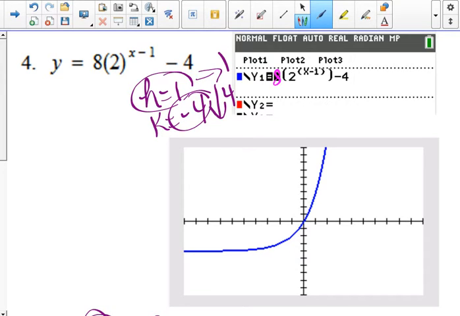So the first thing you want to do is look at your base. So we've got 2 to the x power. And then we're going to stretch that by a factor of 8. So if we can do the parent function y equals 2 to the x and then stretch it and graph that, then all we have to do is take that graph and move it to the right 1 and down 4, and then we're done. This is how we did it in class.